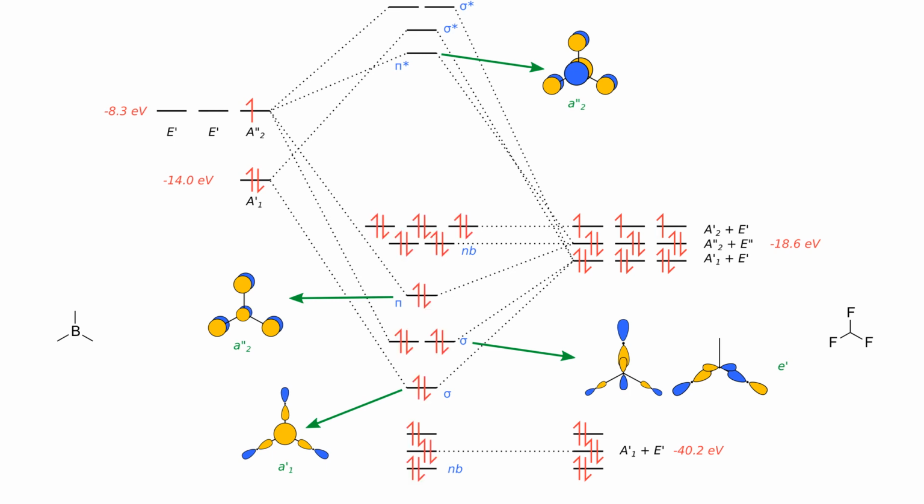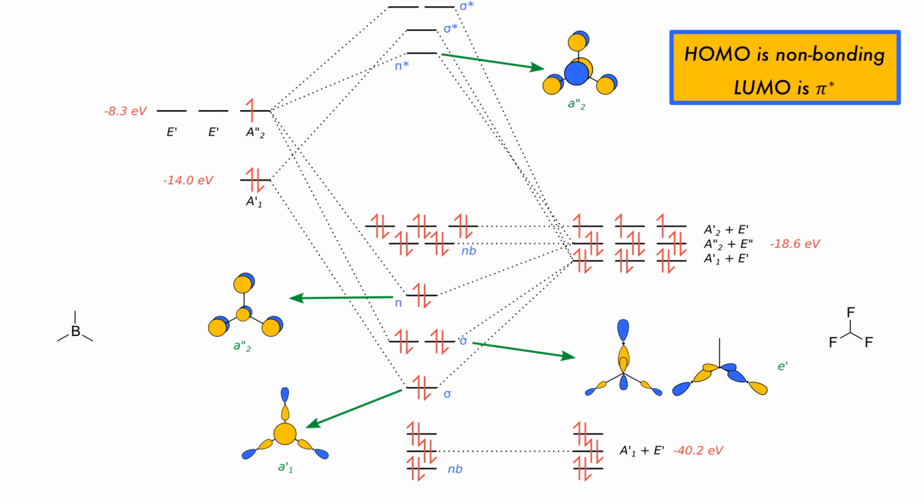In total, there are 24 valence electrons, 3 from boron and the rest from the fluorines, which we will fill into the molecular orbitals like so, from lowest to highest, with the highest occupied molecular orbital being non-bonding. So the HOMO is non-bonding and the LUMO is a pi star molecular orbital.